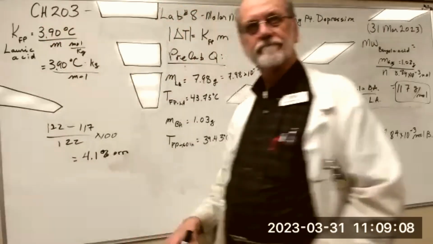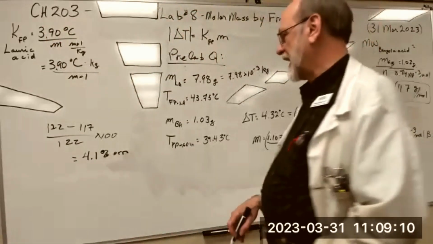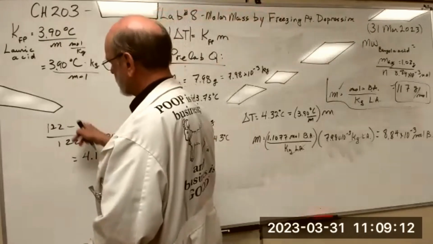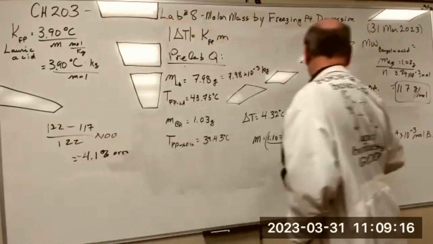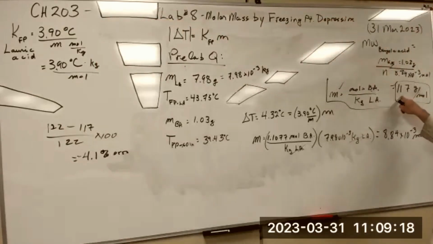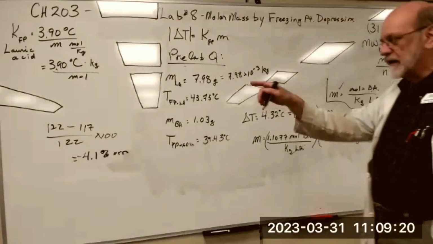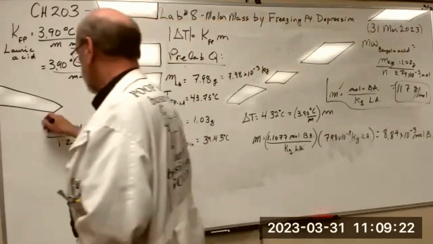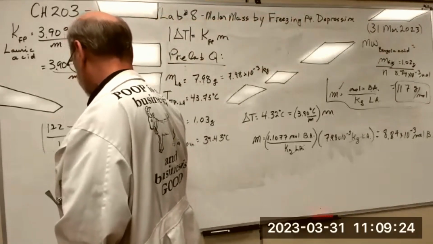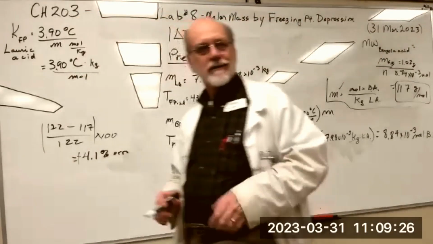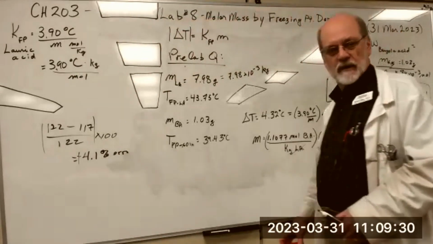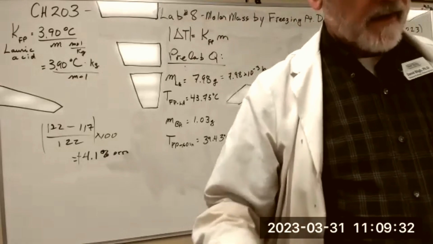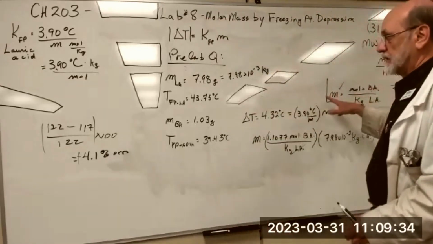Okay. Actually, it should be the other way around. 117 minus 122, that would give us a negative value. That tells us that our value is less than the accepted value. So I did them backwards. Or you can just take the absolute value and say, that's the percent error. Some prefer it that way. Okay, that's what we're going to do.